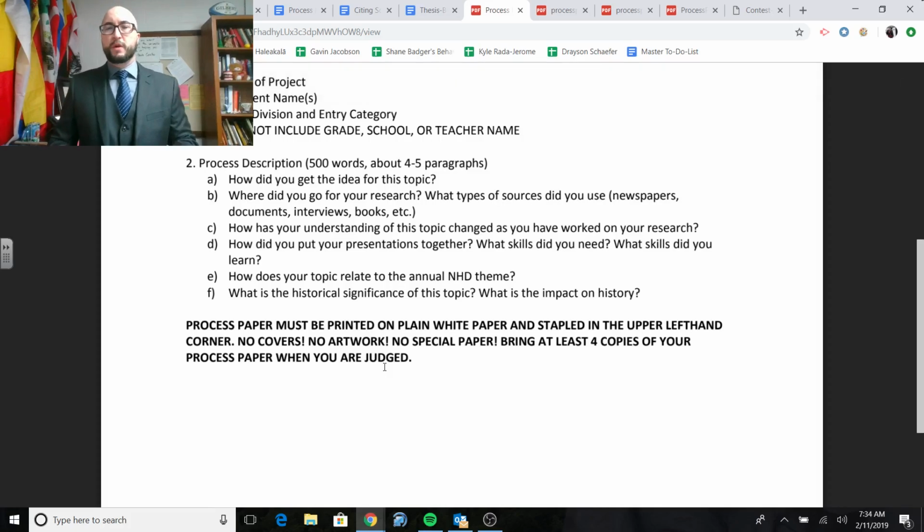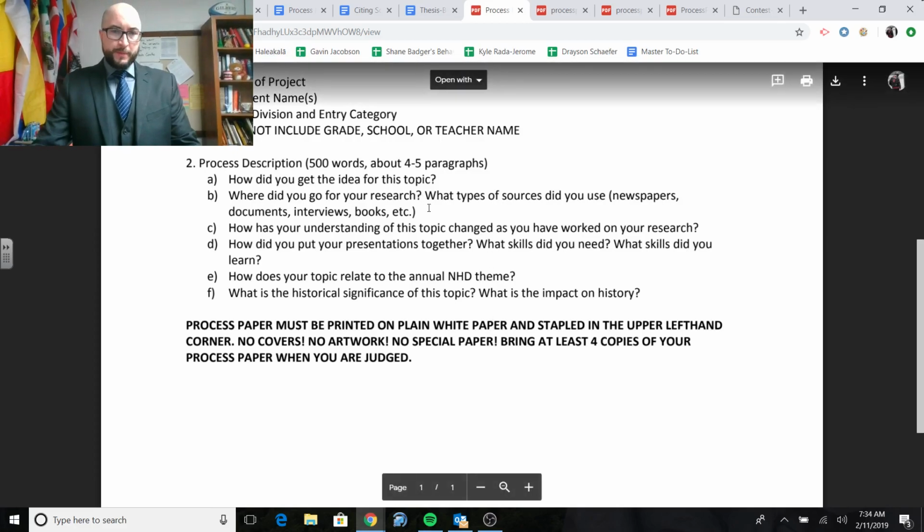We do that because we normally have 3 judges per group, and we have one other person who kind of floats around. So if that one person needs to grab your paper, they need that to be able to see it. So you want to have 4 copies. So you're going to make a process paper, and then that's pretty much it. I think I have an example too.